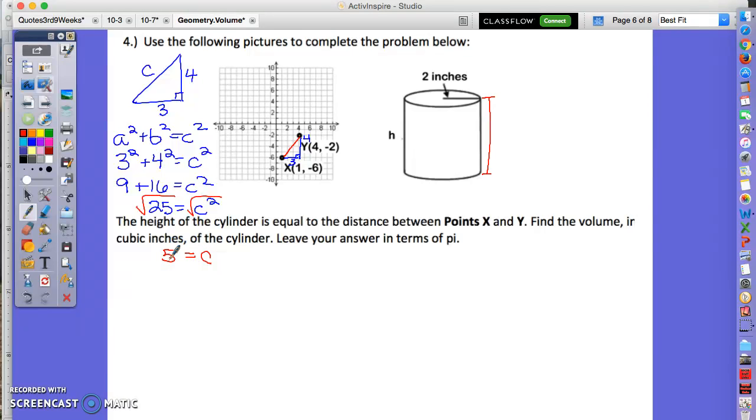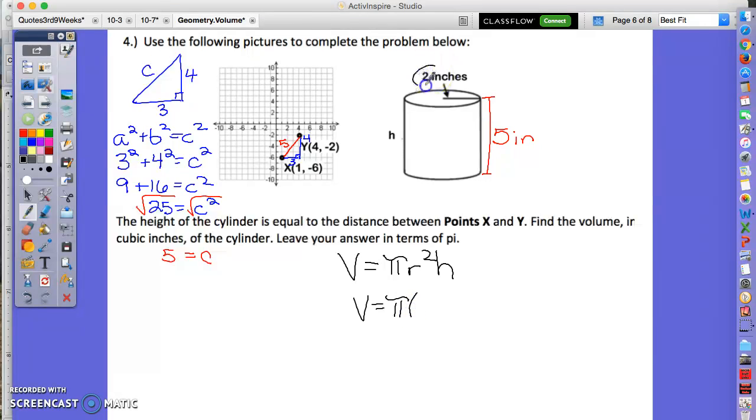Now that I know that my distance here is 5, and I know that the height of the cylinder is equal to the distance, I know that my height is 5. And it's in inches. So it says, find the volume of the cylinder. Looking at your formula sheet, the volume for the cylinder would be pi r squared h. And now all you need to do is plug in.